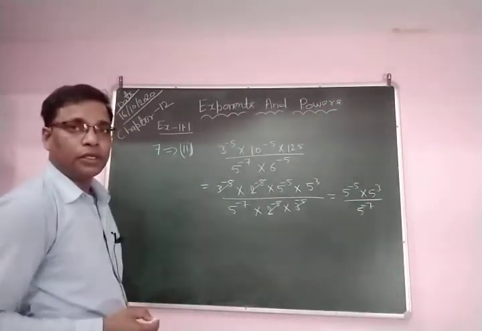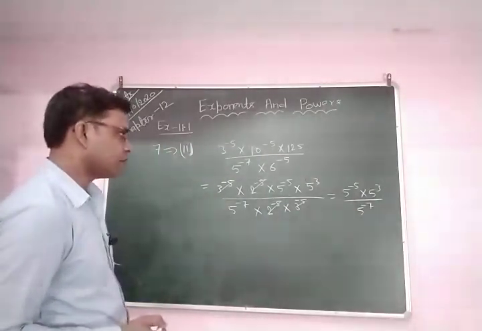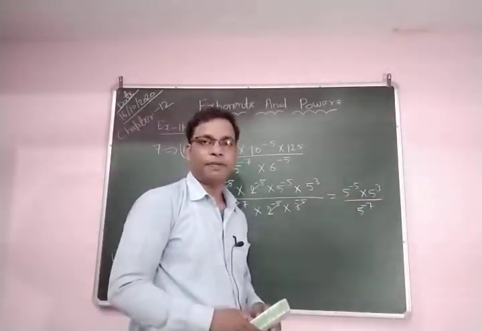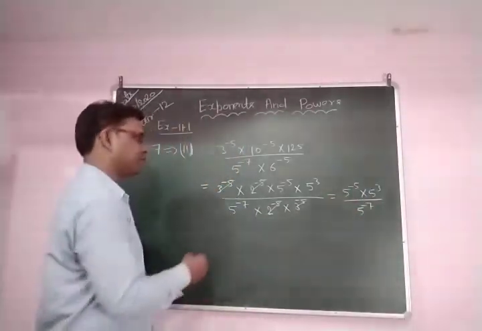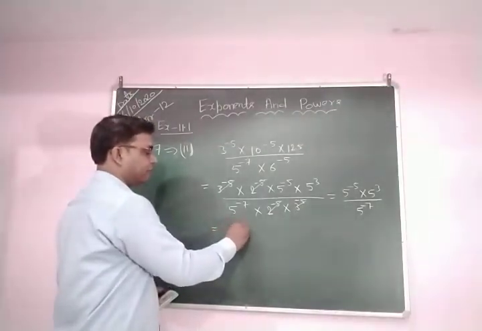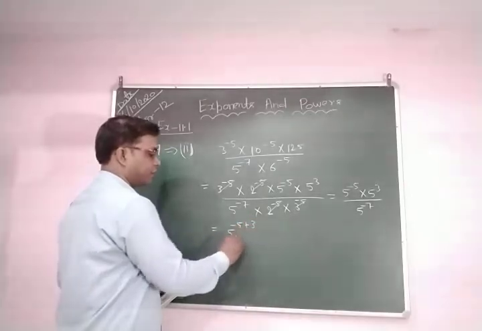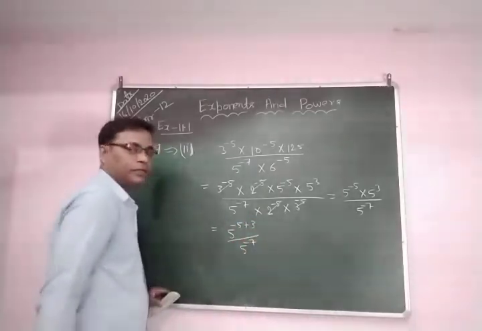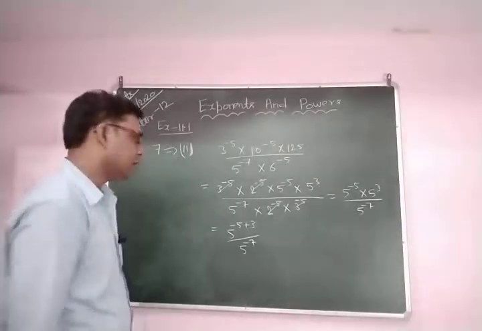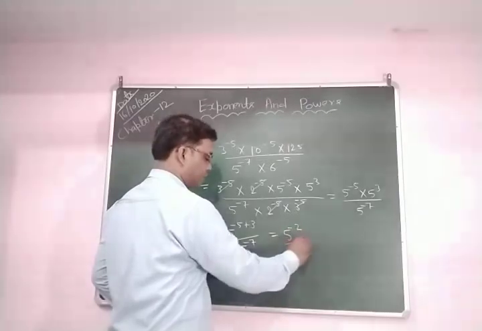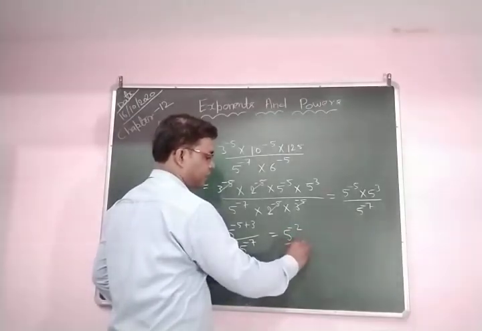Now here you can see this is the case of multiplication. The base is the same, so the powers will add. So we can write 5 to the power minus 5 plus 3 divided by 5 power minus 7. This is clear. So this is equal to 5 power minus 2 by 5 power minus 7.